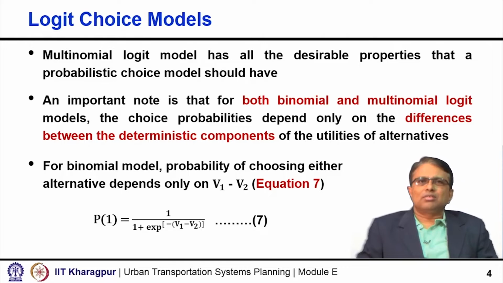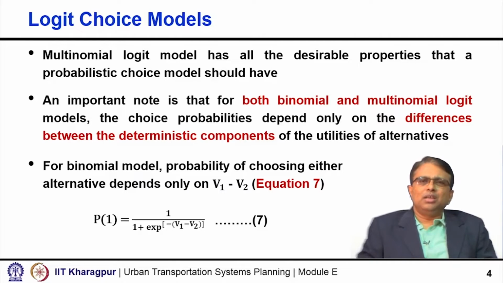An important note is that for both binomial and multinomial Logit models, the choice probabilities depend on the differences between the deterministic components of the utilities of alternatives. How the probability is controlled by the 2 utilities is basically the difference, not the ratio. And in the binomial Logit model, the probability of choosing alternative 1 is e to the power V 1 divided by e to the power V 1 plus e to the power V 2.